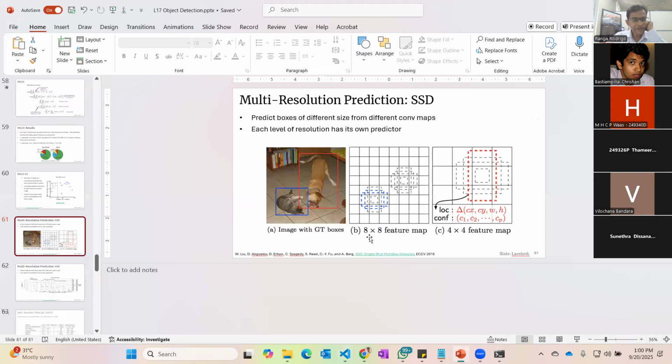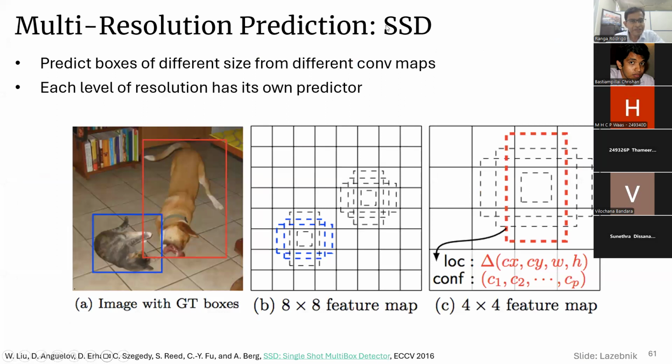So we will look at a few more of them. This is multi-resolution prediction in the SSD paper, the Single Shot MultiBox Detector. They predict boxes of different sizes from convolution maps. Each level of resolution has its own predictor. So different resolutions have been used, and therefore it definitely helps with different scales much better than the earlier YOLO versions.